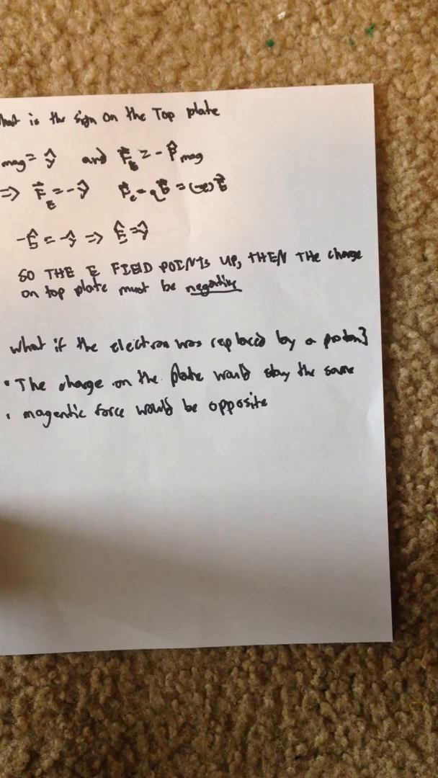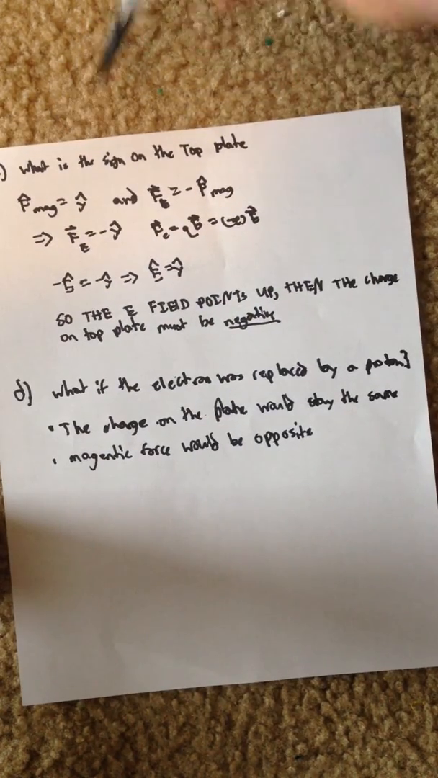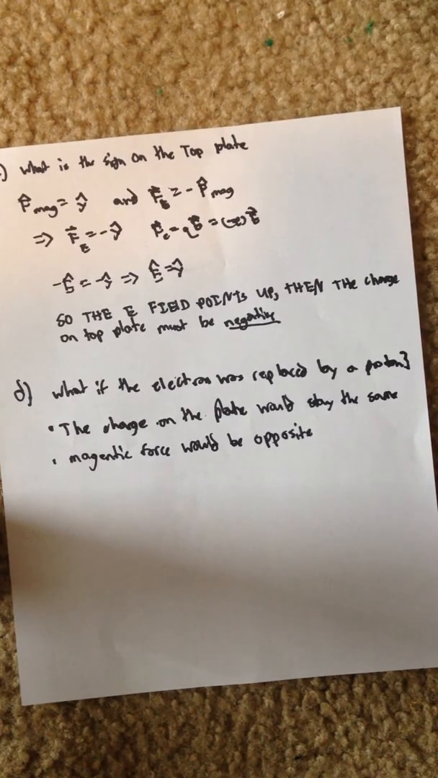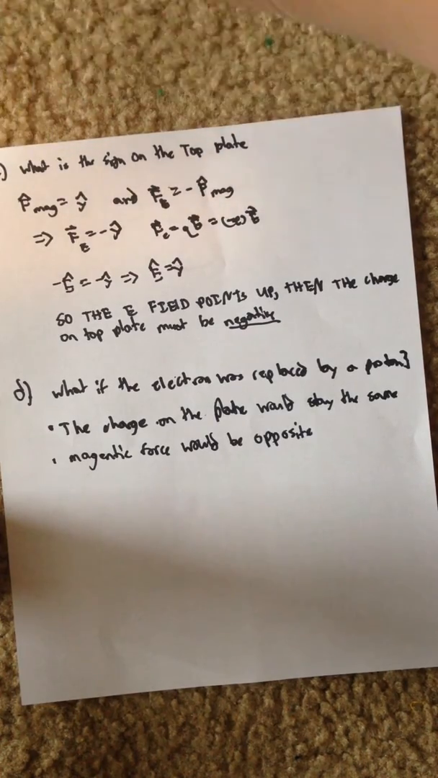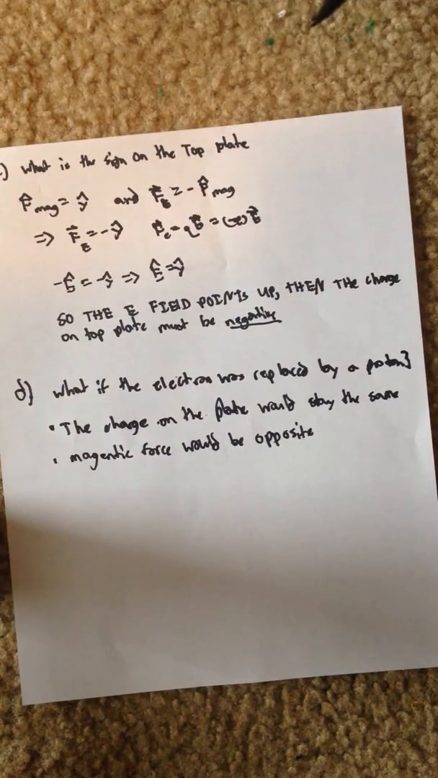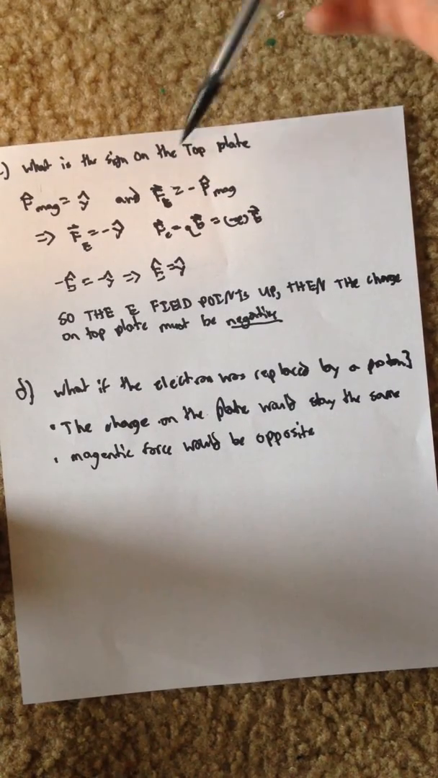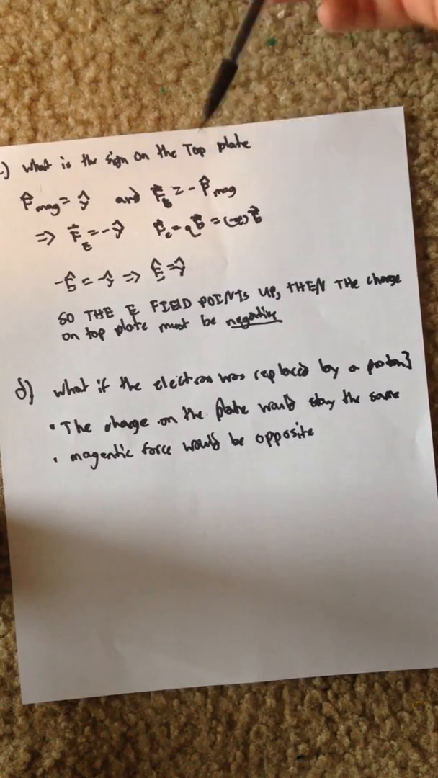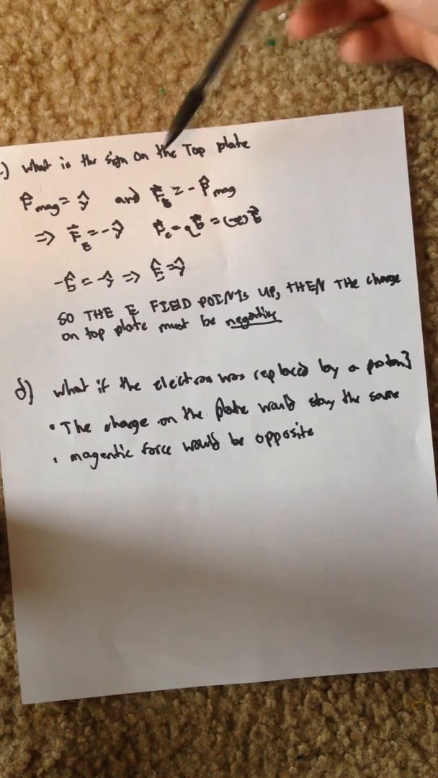Okay, so we have part C now. Part C wants us to find what is the sign on the top plate. How would we go about doing this? Well, we know the magnitude of the force is in the y direction. And we know that the force of the electric field is in the negative of the magnitude of the force. So it would be in the negative y.